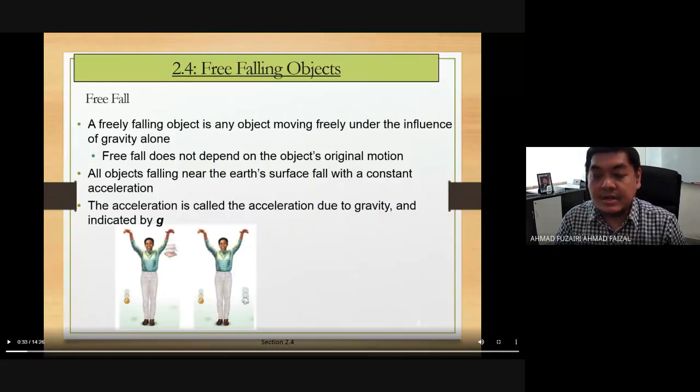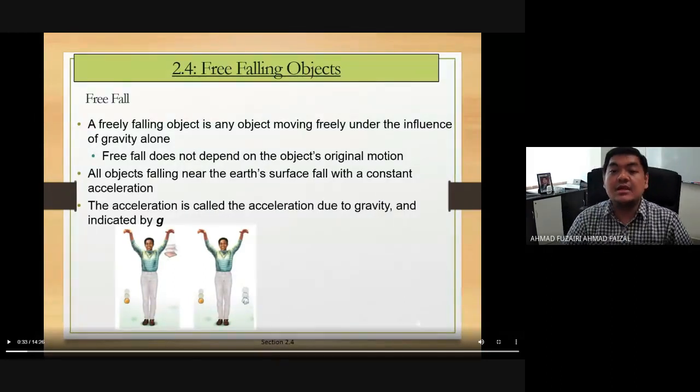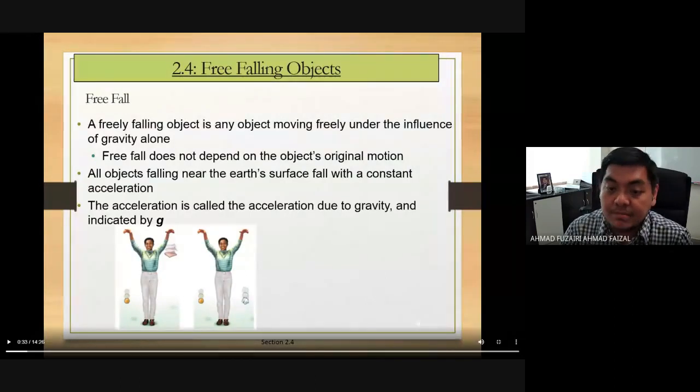So when we deal with the equations of motion, remember that g is part of the equations. Where? At a. Definitely at a.